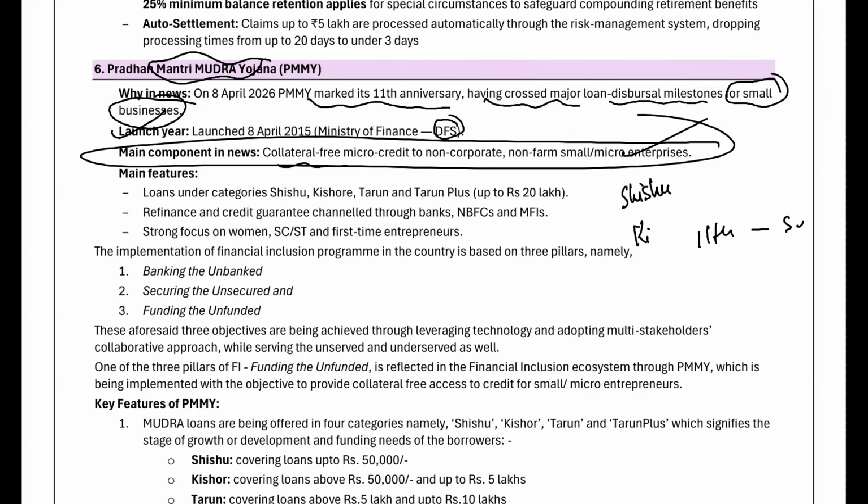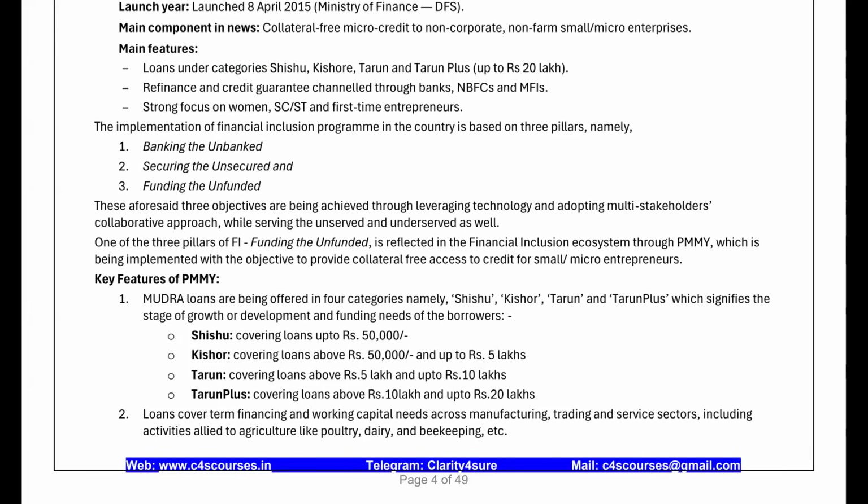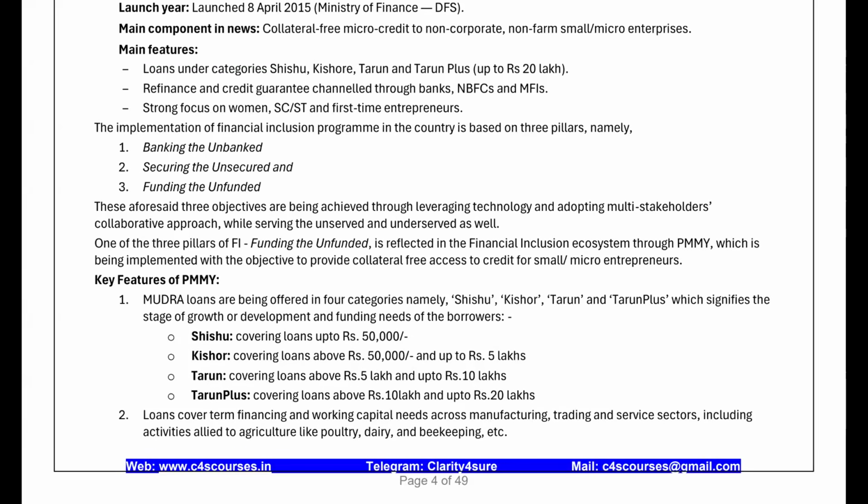So try to understand. बाकी सारी चीजें आपको read करने की जरूरत नहीं है for the gist. The key features of प्रधानमंत्री मुद्रा योजना, this all you have to read, that is Shishu is covering up to rupees 50,000, Kishore covering loans above rupees 50,000 and up to 5 lakh, right? Tarun is covering loans above 5 lakh and up to 10 lakh, and Tarun Plus is covering loans above 10 lakh up to rupees 20 lakh. Is it clear? This is all you need to understand as a gist. Rest of the points you don't need to read for RBI Grade B prelims. Is it clear everyone?